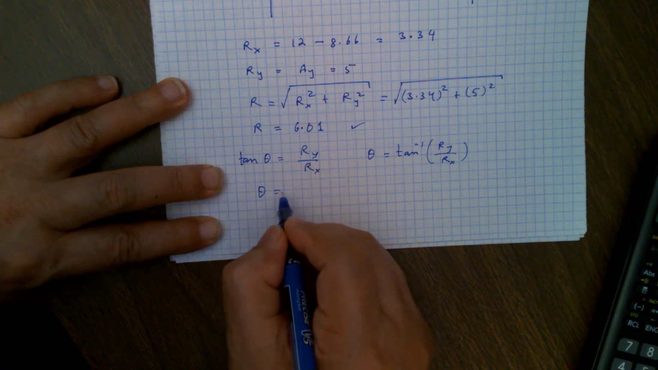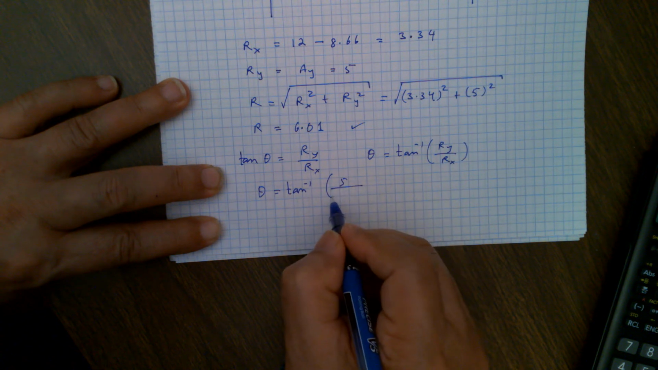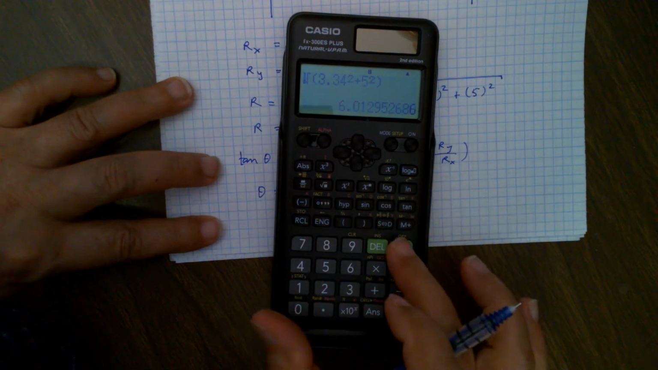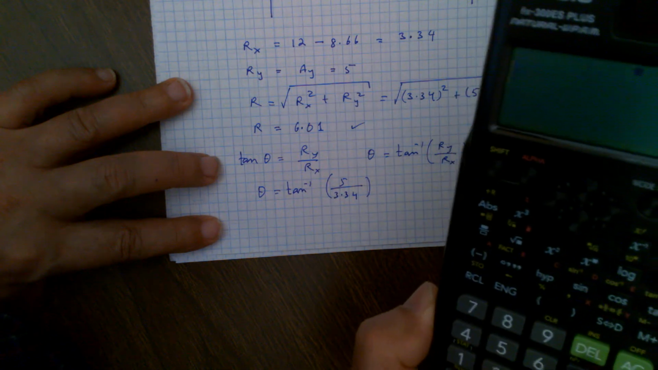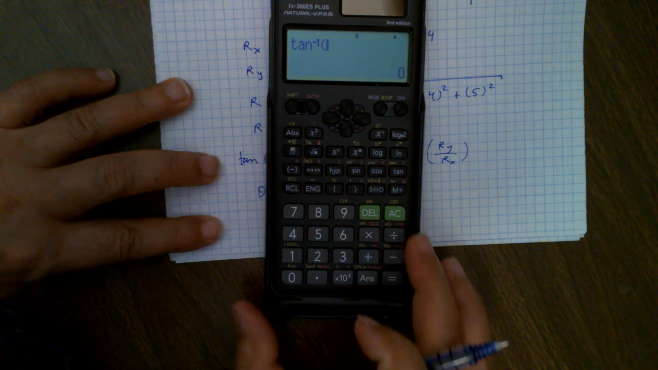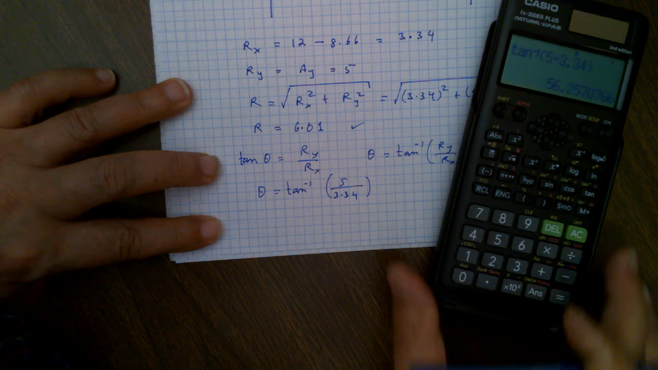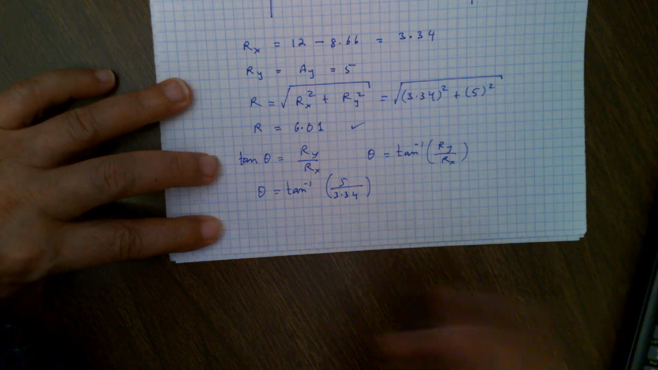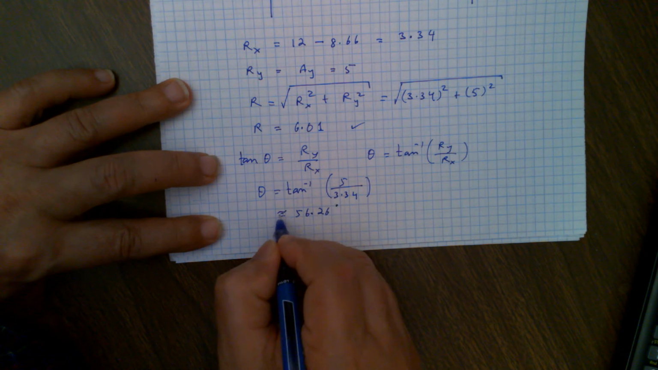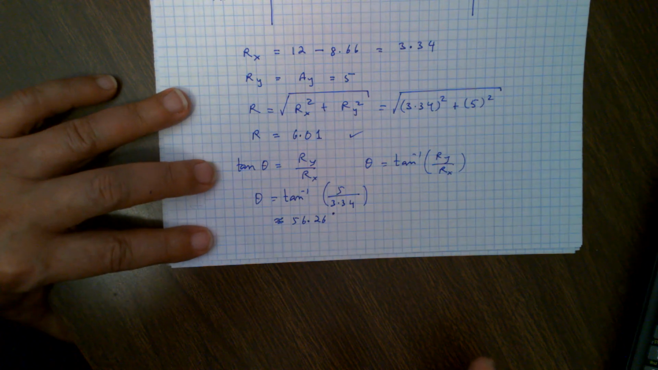So theta is equal to tangent inverse of Ry, which is 5, and Rx, which is 3.34, right? Let me see how I find tangent inverse on this thing. So there must be tangent inverse. That will be shift and tangent inverse, 5 divided by 3.34. That will give me 56.257 degrees. So it's about 56 degrees. That'll be correct. Alright, so that's how you do vector decomposition for adding vectors. Alright, okay.